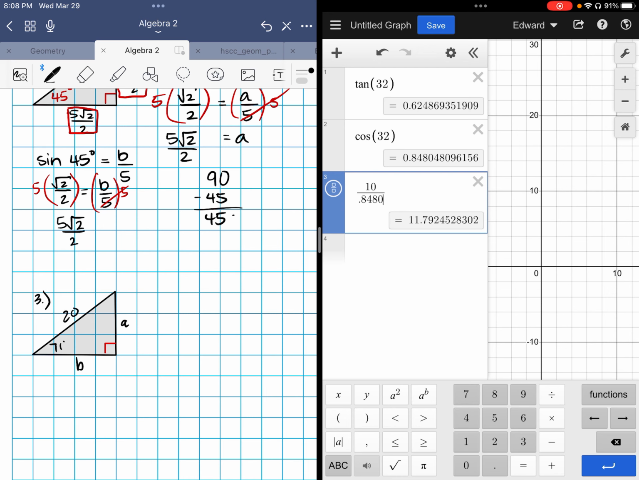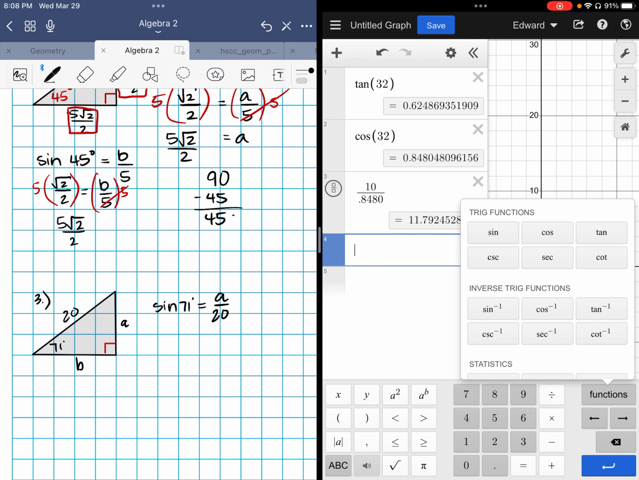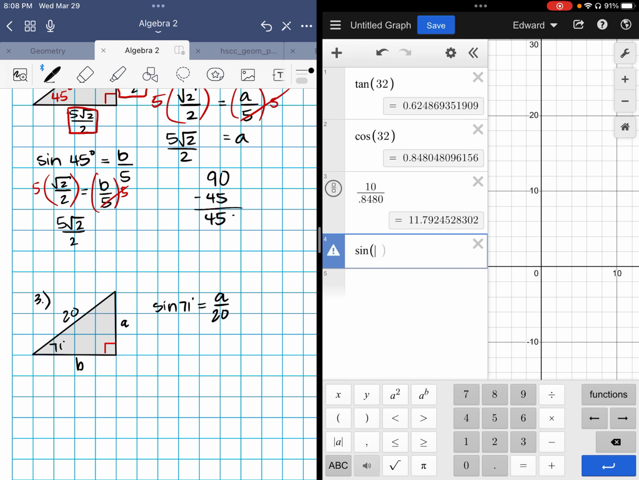So I'm going to go ahead and say sine of 71 degrees is equal to, sine uses 20, the hypotenuse, in the denominator, and sine uses the opposite. So we're going to be using A for sine. So we're going to say sine of 71 is equal to A over 20. We're going to go to Desmos, hit function, and type in the sine of 71 degrees, which comes out to 0.94551. So it rounds to 0.9455, which is equal to A over 20.